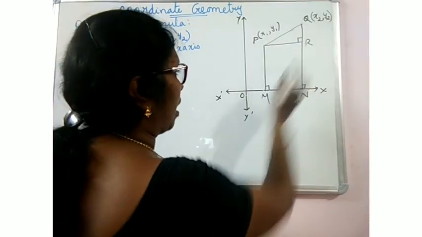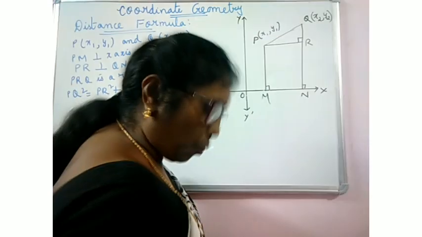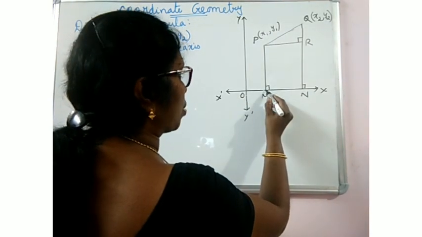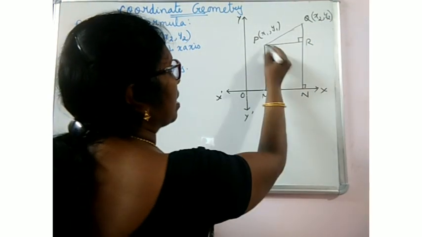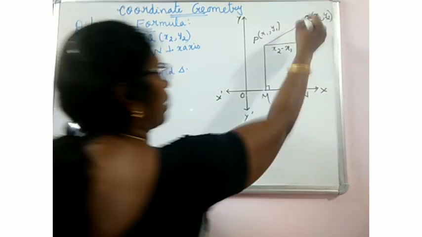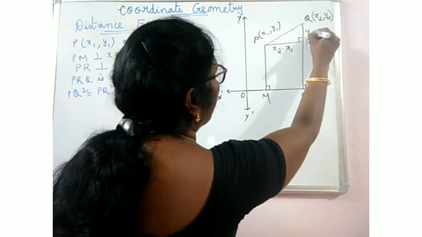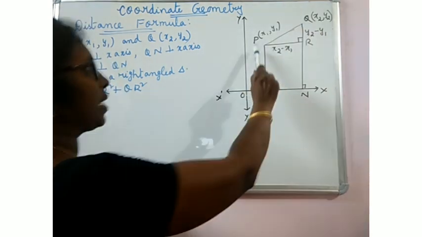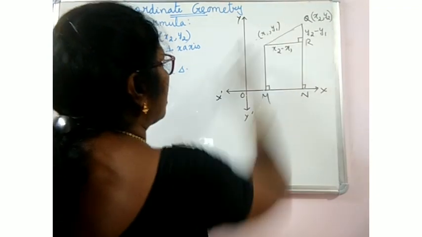But what is PR? You see, the coordinates of P are x1, y1. That means from O to M is x1. Am I right? This from here to here is x1. And the coordinates of Q are x2, y2, means ON is x2. That means MN or PR is x2 minus x1. Same way, this much is y2, PM is y1. Okay, so QR is y2 minus y1.